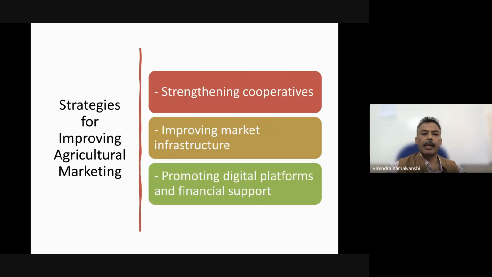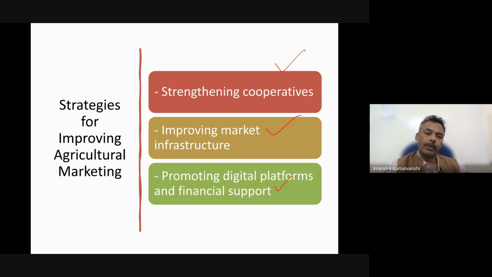Okay, so they can directly connect. How they can connect, or how they can improve their bargaining power with the help of cooperatives. Yesterday we discussed the cooperative setup. Then improving market infrastructure. If the market is well connected, maybe with the help of digital or other spaces, then it will give farmers a better chance to sell. Then promoting digital platforms and financial support.